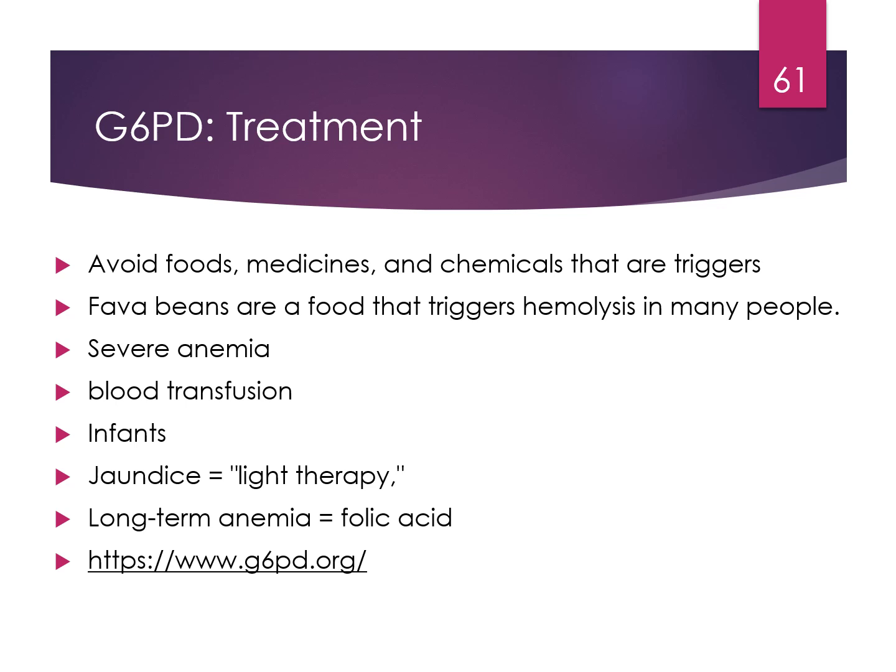Treatment for individuals who have G6PD deficiency: they need to avoid foods, medicines, and chemicals that may be triggers. Fava beans are a food that triggers hemolysis in many of these patients, so you want them to avoid those. These patients may end up needing a blood transfusion. If it is an infant or individuals who have jaundice, then they may need light therapy. And if they have long-term anemia, then what you want to do is give them folic acid.